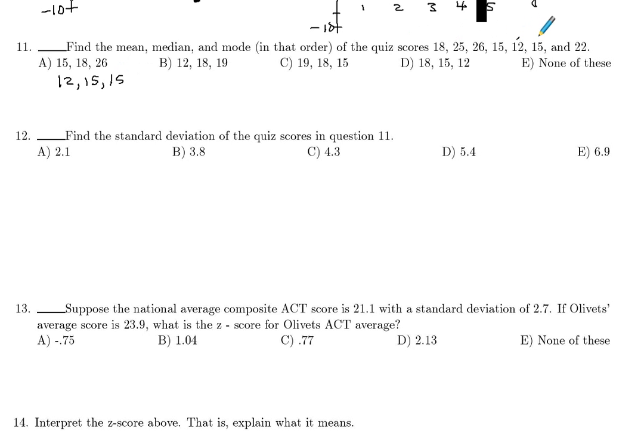Okay, so 12, 15, 15, 18, 22, 25, 26. Those are in order, 7 values, so we're going to have 1 middle, and we'll have 3 above and 3 below, like this. So 18 is going to be our median. So median is going to equal 18.